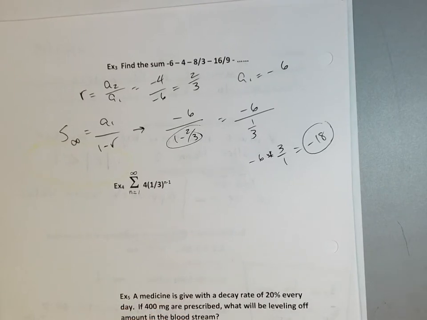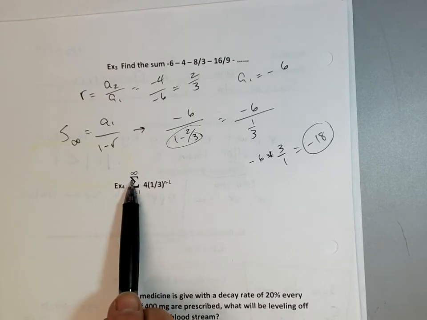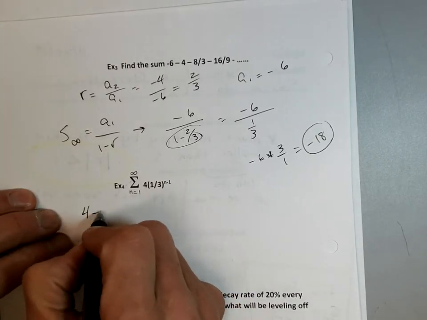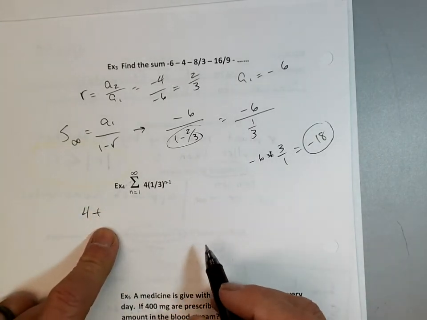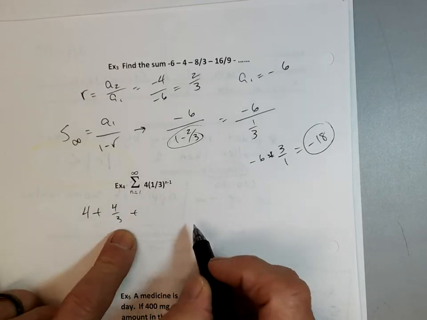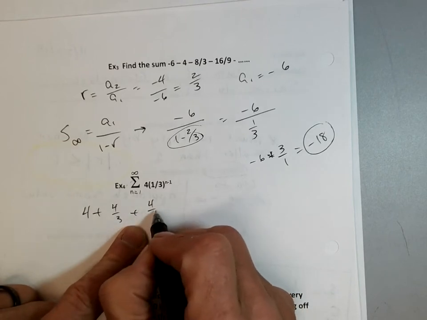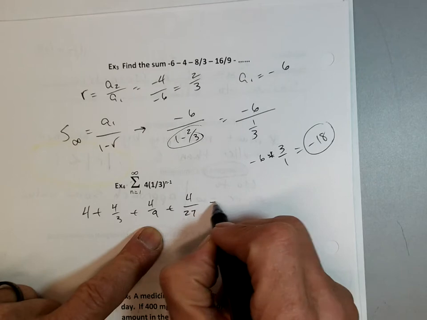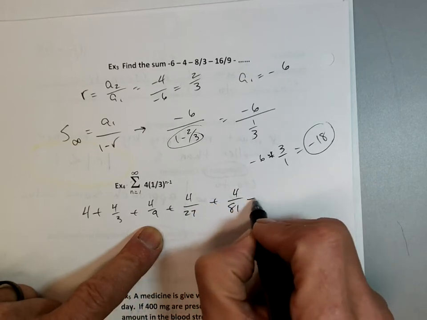Okay, number 4. We're going to go to infinity, right? So let's see, my first term is 4 plus. My next term is really going to be 4/3. So my next term really is going to be 4/9. My next term really is going to be 4/27. Then 4/81 plus.